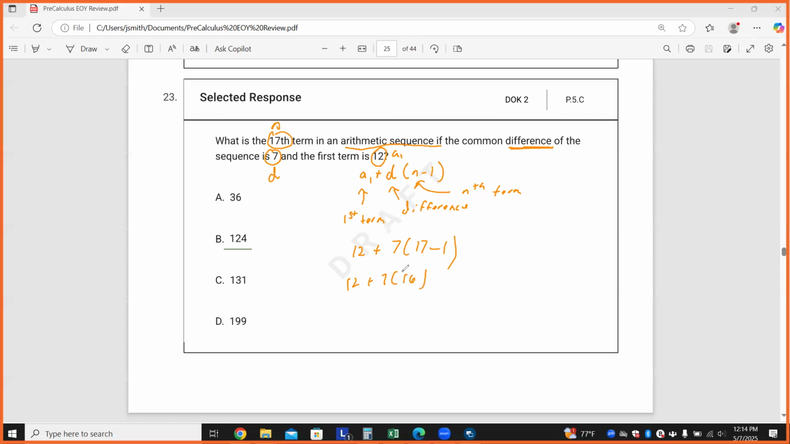Do I have any exponents? What's the next thing? Multiplication. I have to multiply before I can add. Don't make that mistake because I guarantee you it's probably one of the answer choices. So what's 7 times 16? You could type it straight in as you see it as well.